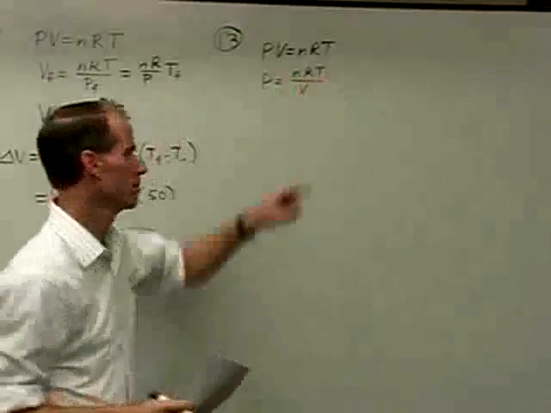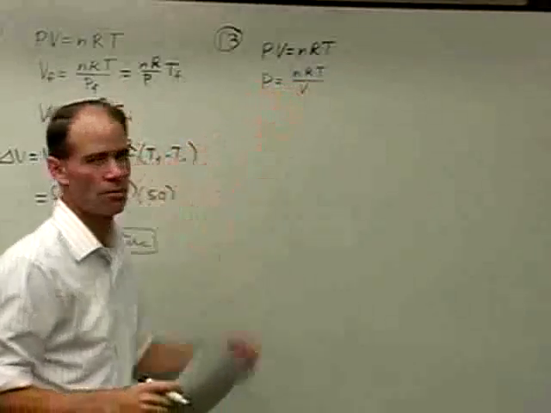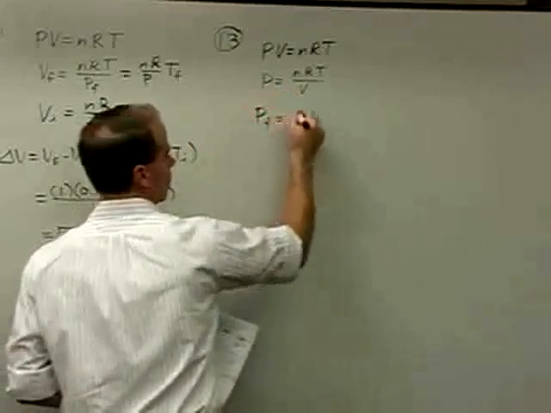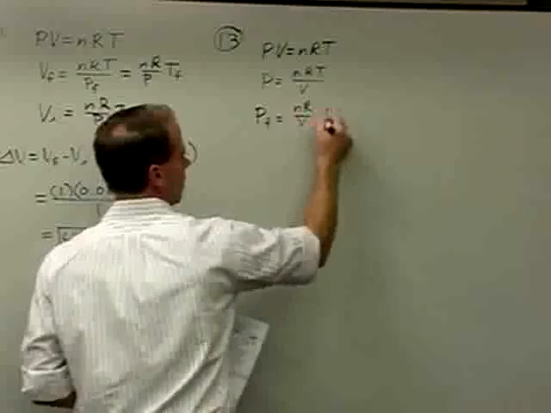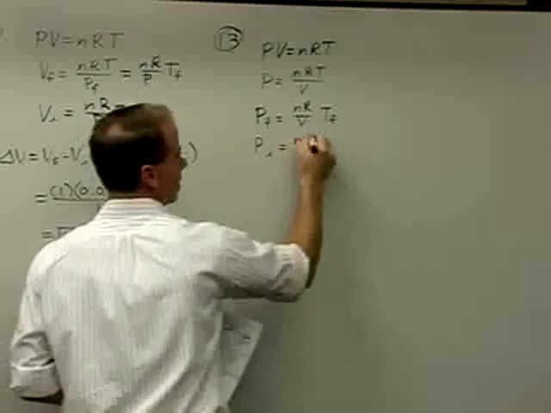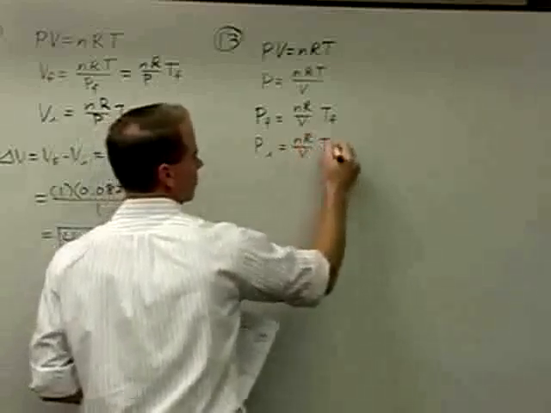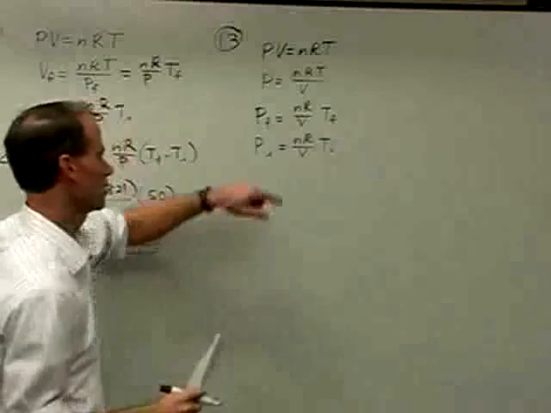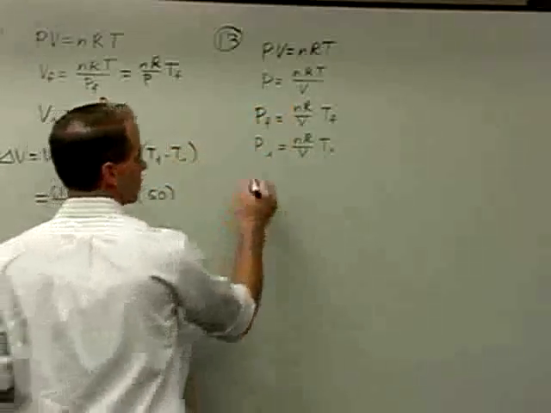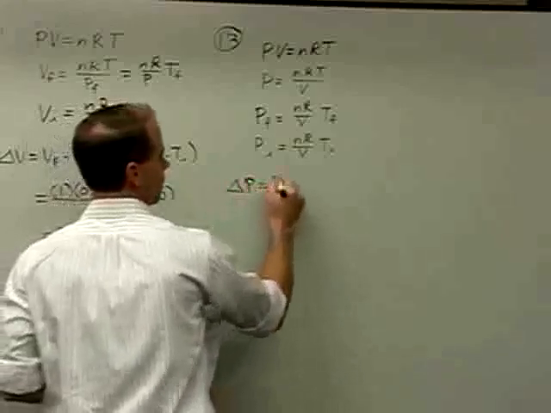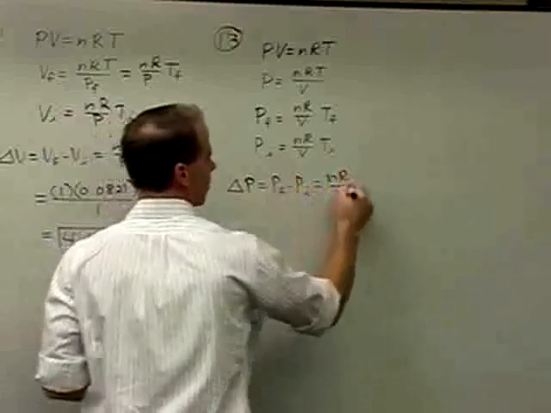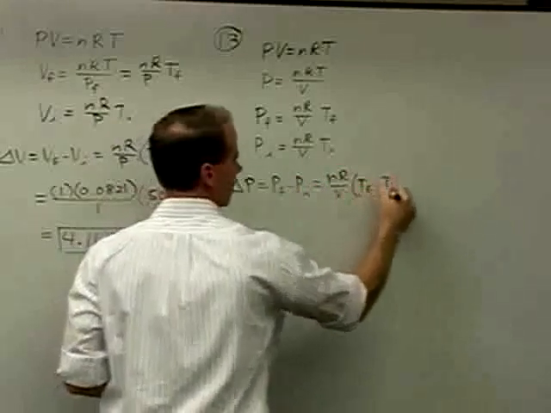But in this case, the number of moles and the volume are constant. So we can say that our final pressure will equal this constant times our final temperature, and our initial pressure will equal this constant times our initial temperature. So our change in pressure, which is the final minus initial, will be this minus this. So I have a change in pressure, P final minus P initial, equal to nR over volume, T final minus T initial.